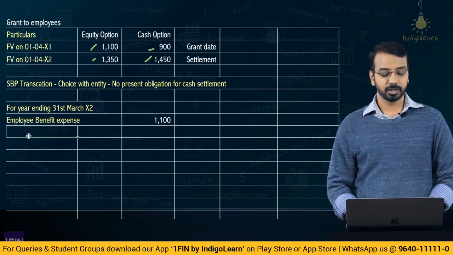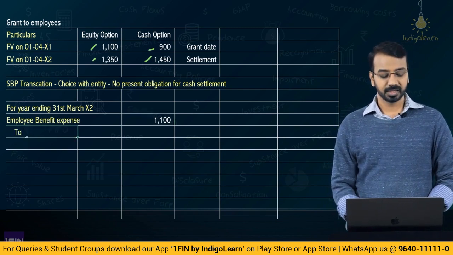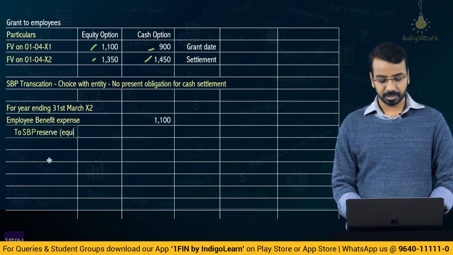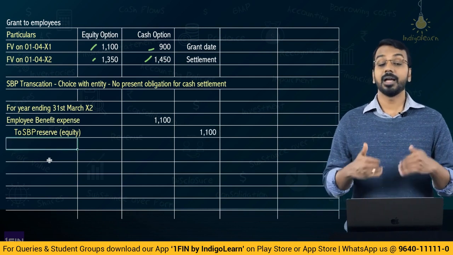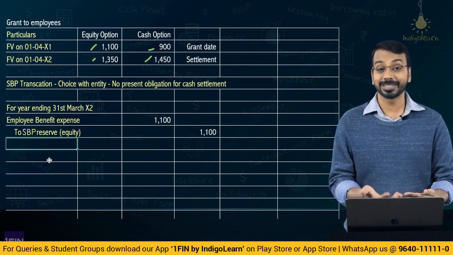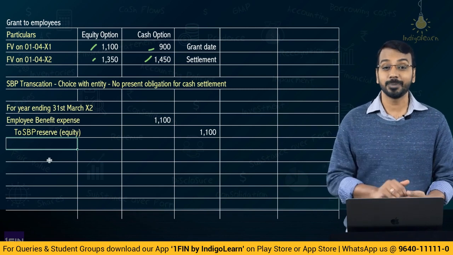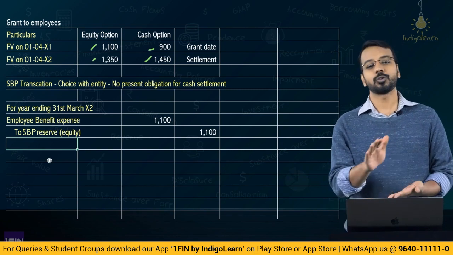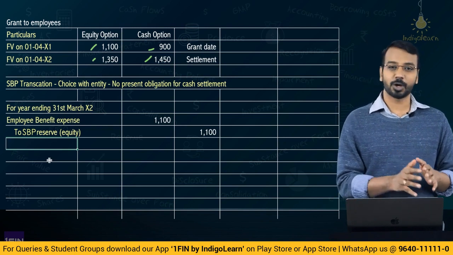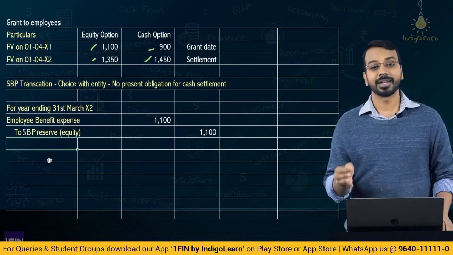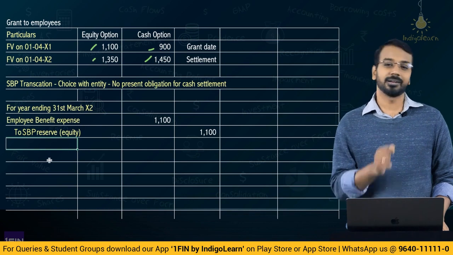And what will you credit? You will credit SBP reserve under equity, 1100. Now, the employer has the choice, the entity has the choice, and the settlement can be either through equity or through cash. See, at the time of recognition, we have determined that there is no present obligation, and hence we have recognized it as an equity settled transaction.